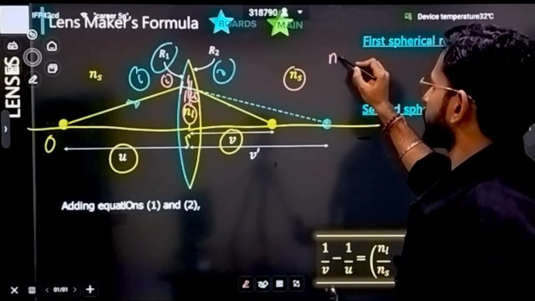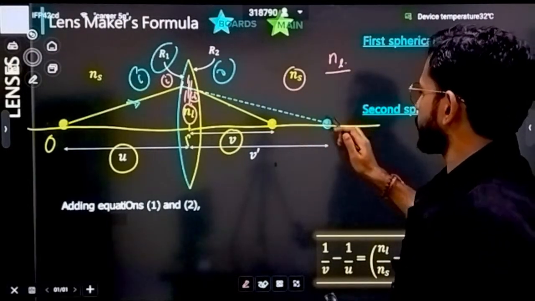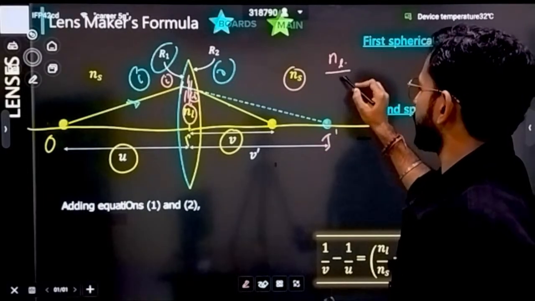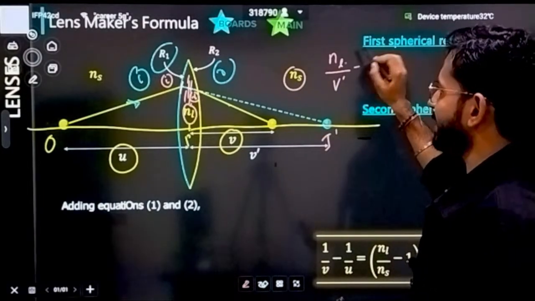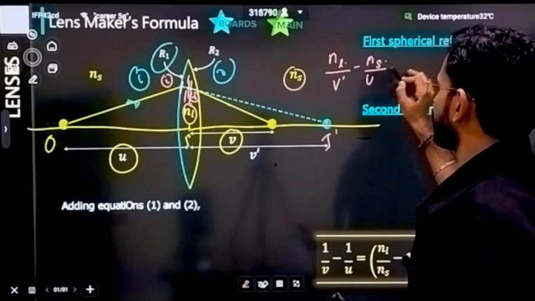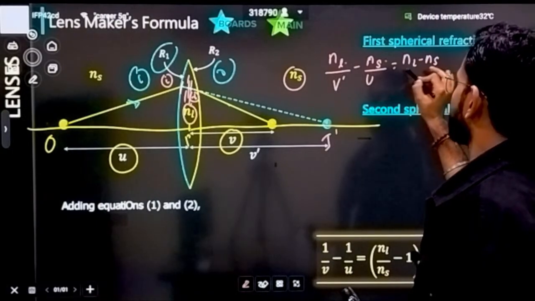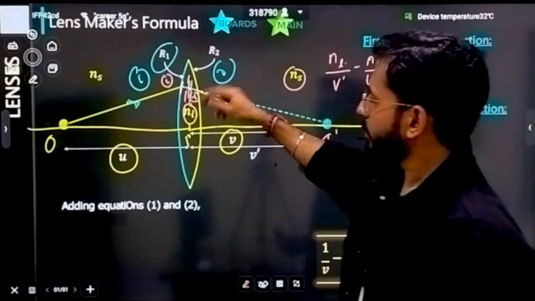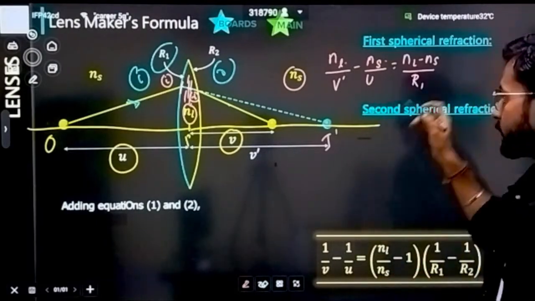Now write the equation. What will we be writing? NL divided by the first image. Let's suppose here the I dash is forming. I will write V dash, that is the first image position, minus incident medium, which is Ns, divided by U, that is the position of object, is equal to NL minus Ns divided by the radius of curvature for the first spherical surface, R. This is the first equation.